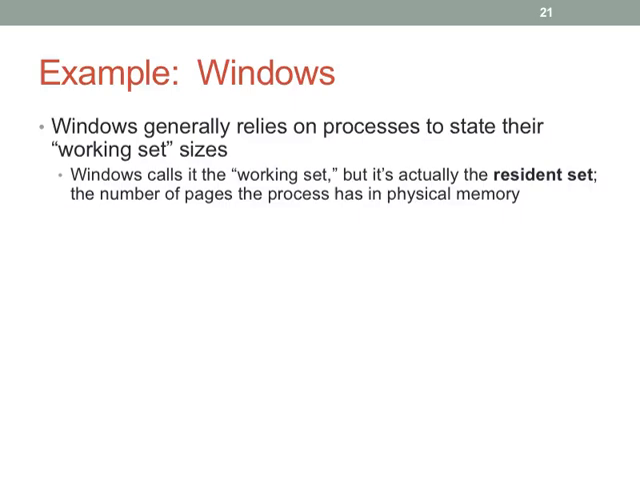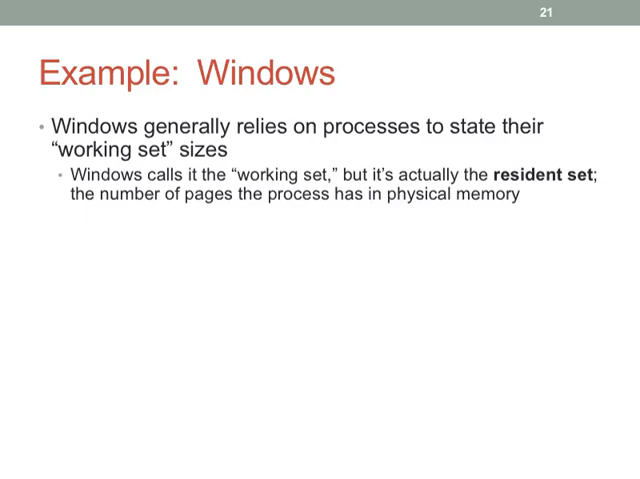Windows is a little bit more interesting. Windows actually expects processes to state their working set sizes. So Windows does more of a local allocation policy. Okay, you'll notice here that I say Windows calls it the working set. If you read Windows documentation, it'll say processes state their working set size.